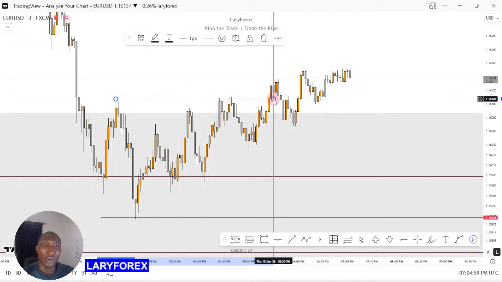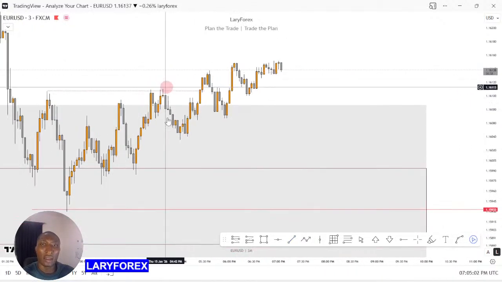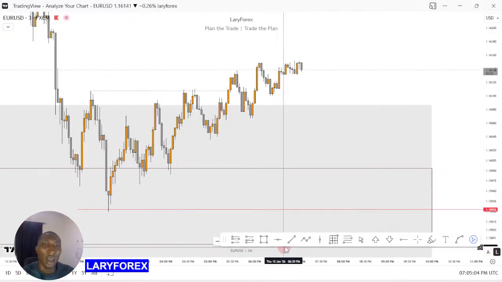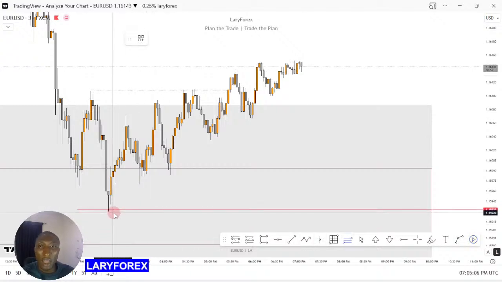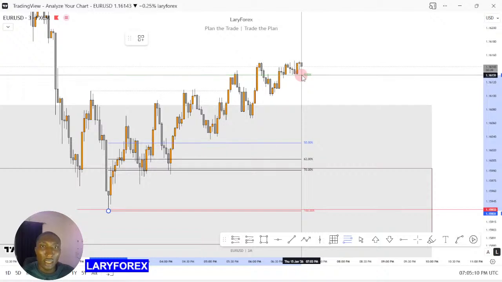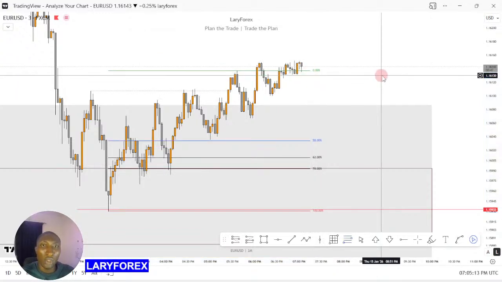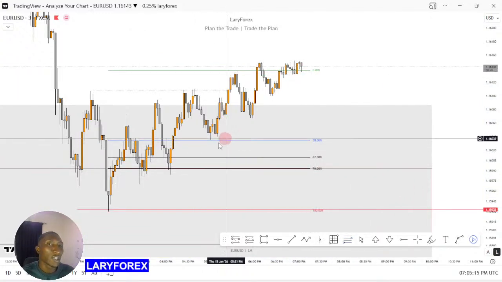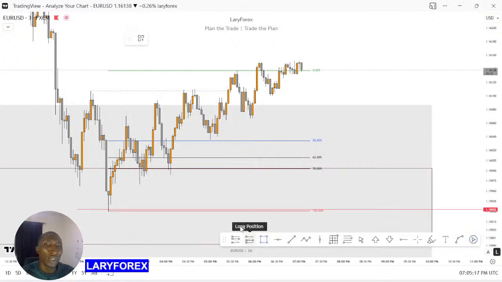All right, I have a break of structure at this level, and have price come down to a discount level for me to buy from? Let me check. No, price has not. So what do I do? Price stops at the 50% equilibrium. So where will I be looking to buy?